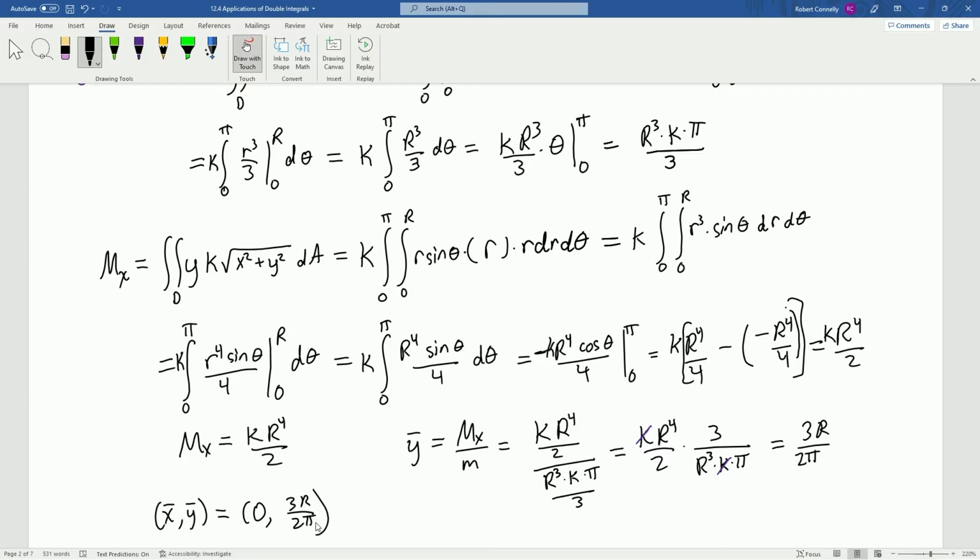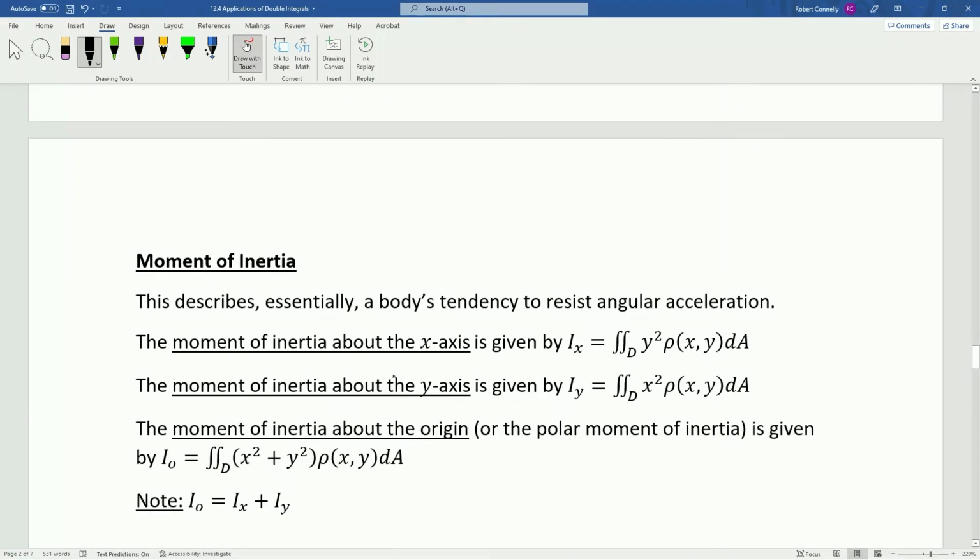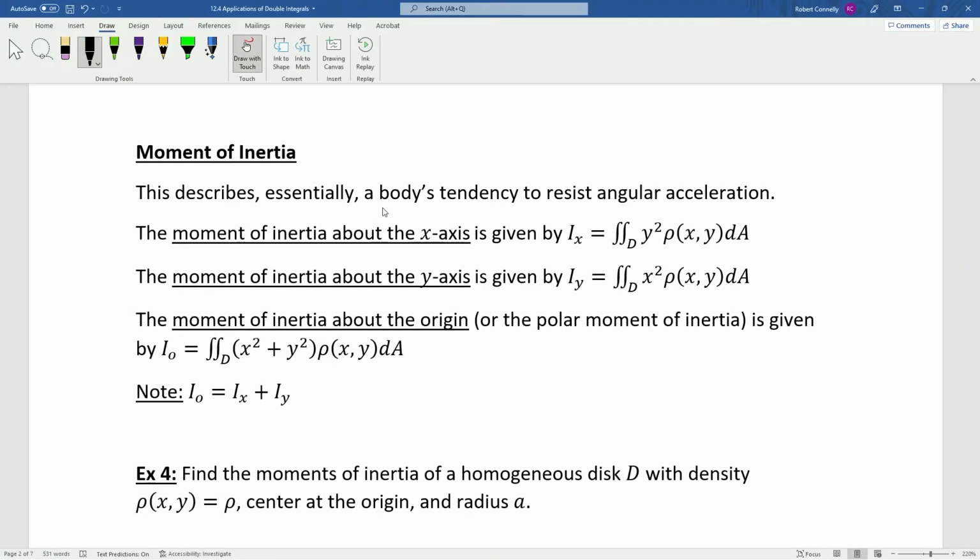What's up next? So let's take a look at one more idea here. The moment of inertia. So this describes essentially a body's tendency to resist angular acceleration. So the moment of inertia about the x-axis is given by I sub x equals the double integral of y squared times the density function. And the moment of inertia about the y-axis is given by I sub y, which equals the double integral of x squared times the density function with respect to a. And then the moment of inertia about the origin, also known as the polar moment of inertia, is given by the double integral over the region of x squared plus y squared times the density function. So notice that the moment of inertia about the origin is the sum of these previous two moments.